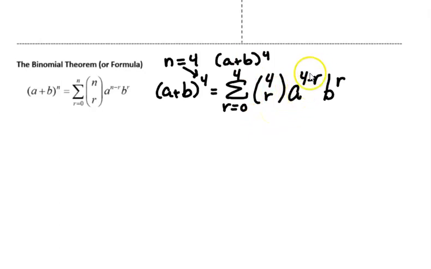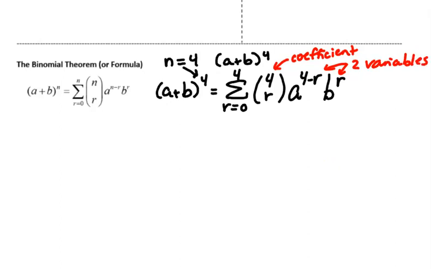Here's the a raised to some power, here's the b raised to some power, and this part tells the coefficient. So I'm going to label that this is the coefficient, and then we have our two variables raised to various powers.